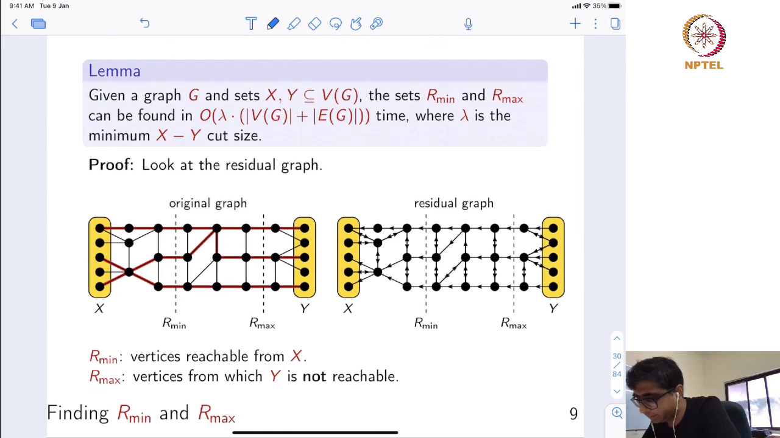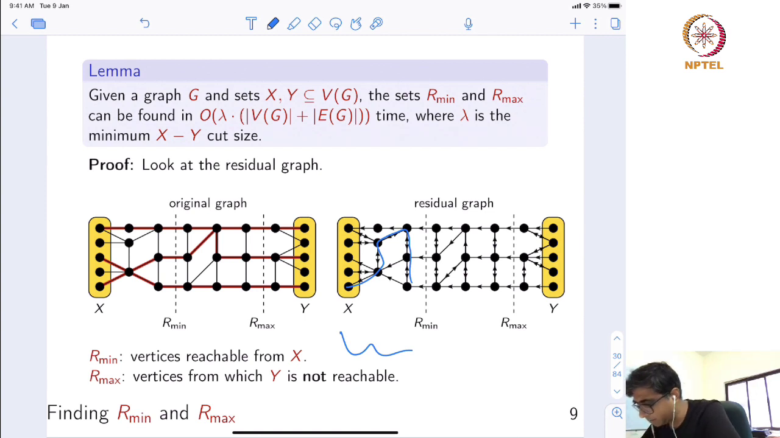And there is another way. You look at the residual graph. R min is those vertices which are reachable from X, and R max is those vertices from which Y is not reachable. So these are the vertices which are reachable from X. Yes, I can reach all these vertices.